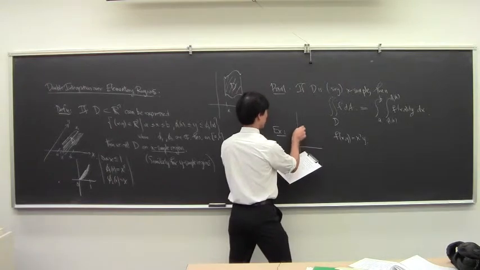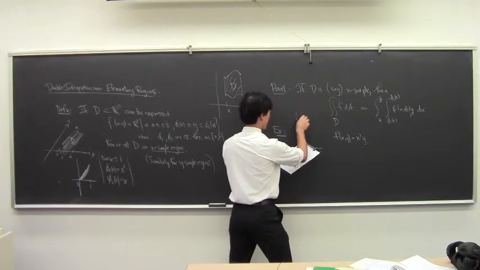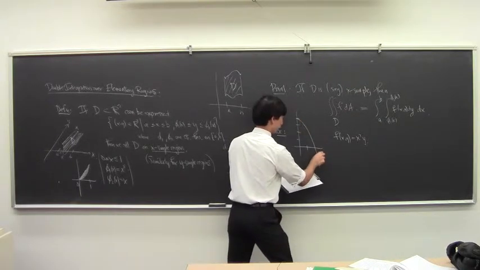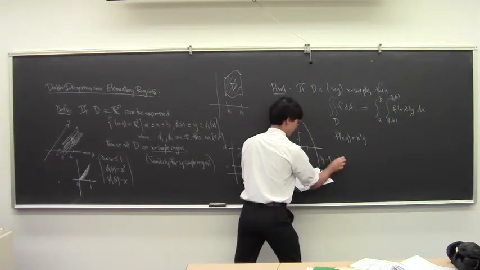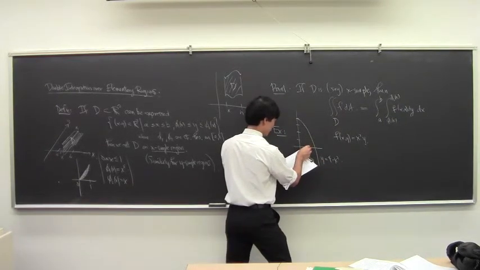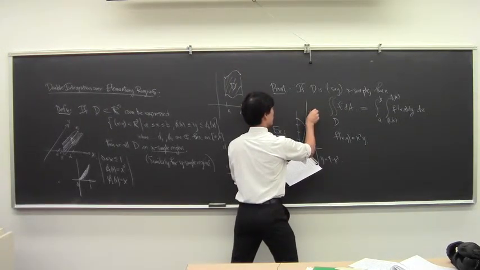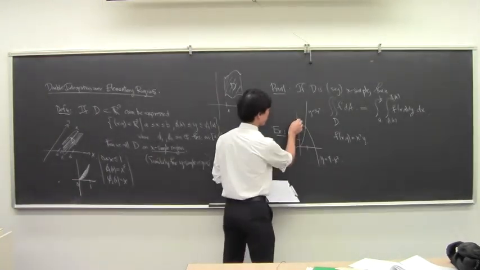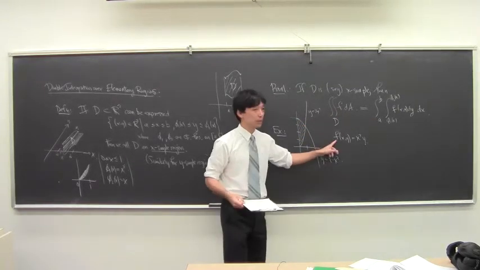1, 2, 3, 4. Here is 1. So this function here is 4 minus x squared. And then you've got another function going up like this, y equals 3x squared. So you've got these two functions. And somebody says, I'd like you to integrate this function over this region.